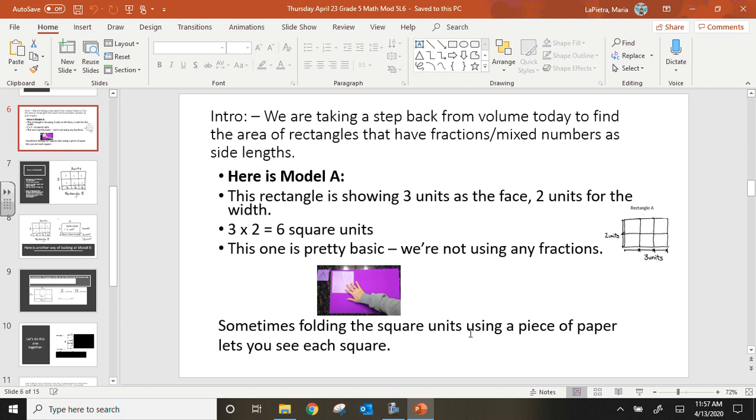Sometimes folding the square units using a piece of paper lets you see each square. So this would be like 1 square right here on this paper, and if you folded this paper, you'd have 6 of them on there. 1, 2, 3, 4, 5, 6.